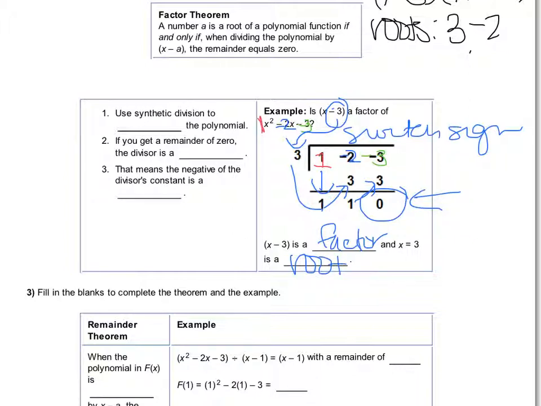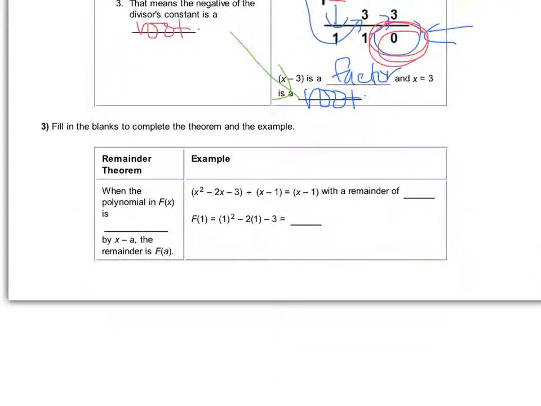So because I got 0 here, only because I got 0, that told me that x minus 3 was a factor and x equals 3 is a root. So you can use synthetic division to simplify a polynomial. And if you get a remainder of 0, the divisor is a factor. And that means that the negative of the divisor's constant is a root. And that's basically what we said over here. It's the same thing. We're just putting it in vocabulary terms and more generic terms.